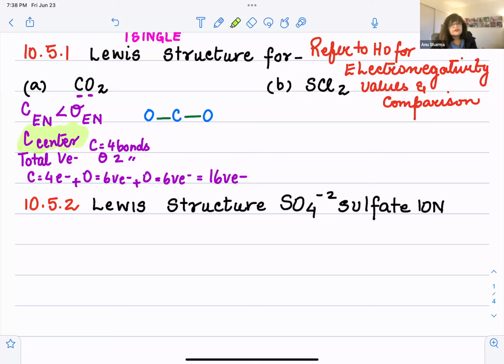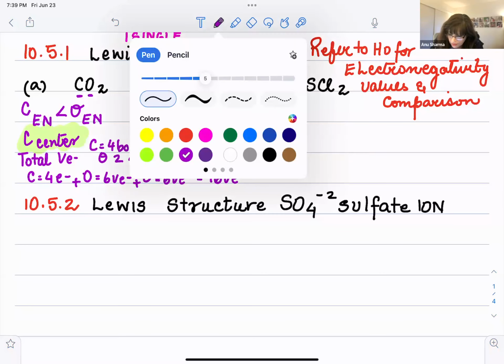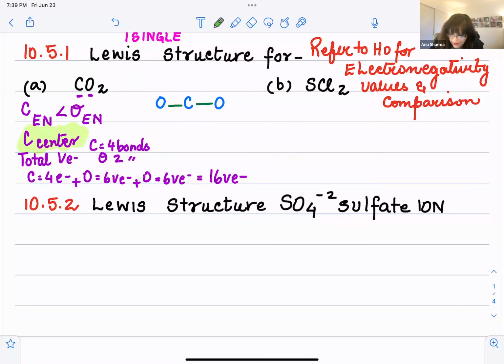Carbon gets in the center spot because of these two factors: lower electronegativity and the ability to make more bonds. So now you have put carbon in the middle and the oxygens on both sides. After that, you are going to connect them with a single bond. With single bonds, you have used 1, 2, 3, 4.